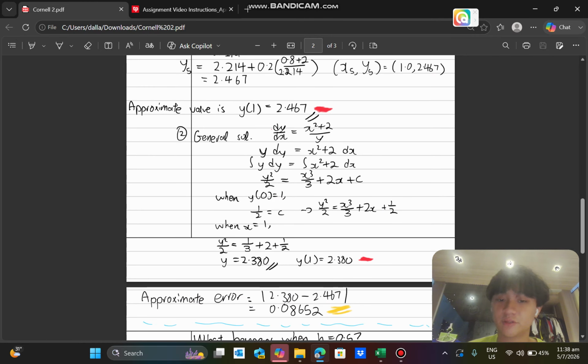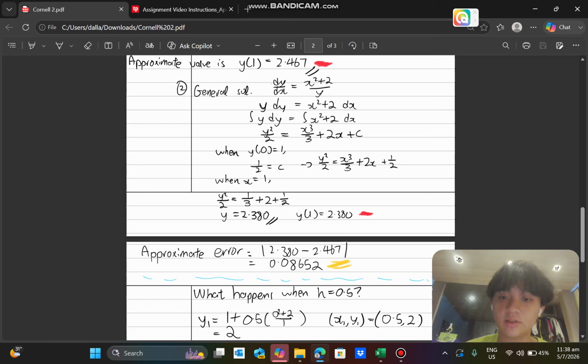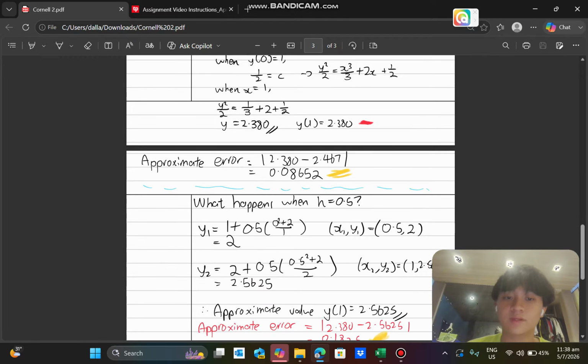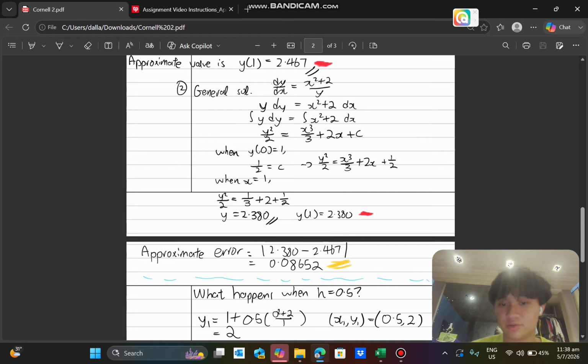Secondly, let's try using the general solution. The general solution is where you solve this by multiplying the dx over and integrating both sides to get this equation. To find c, you take y equals 1, x equals 0 to get c equals half. Then you substitute back when x equals 1, and your y value is 2.380.